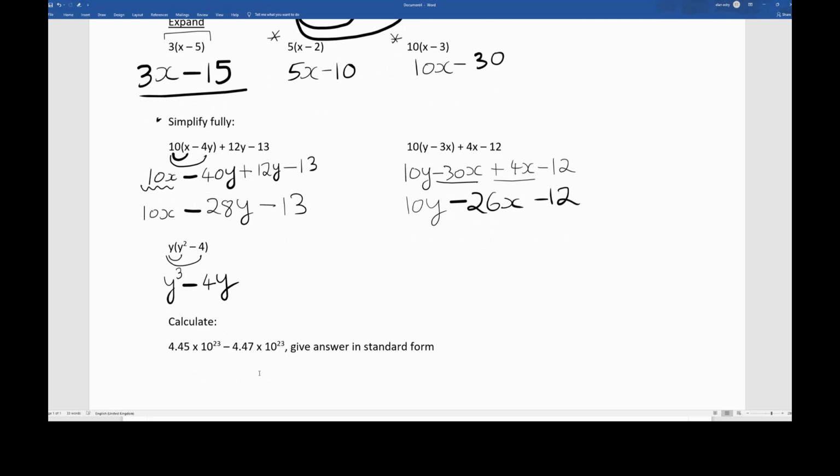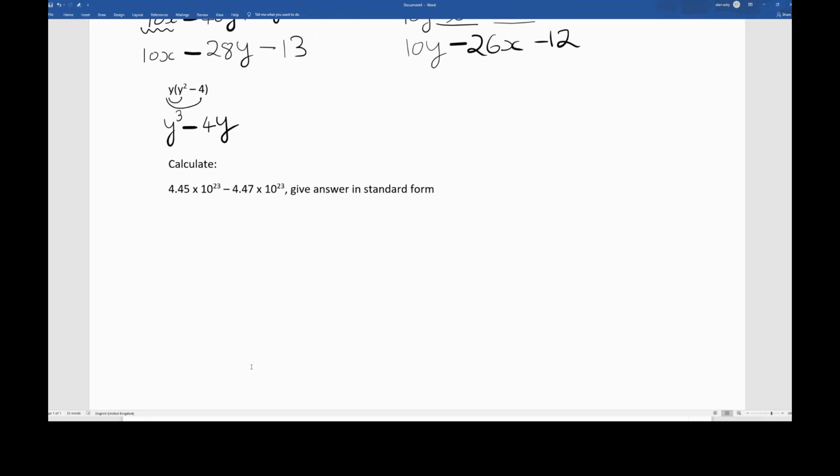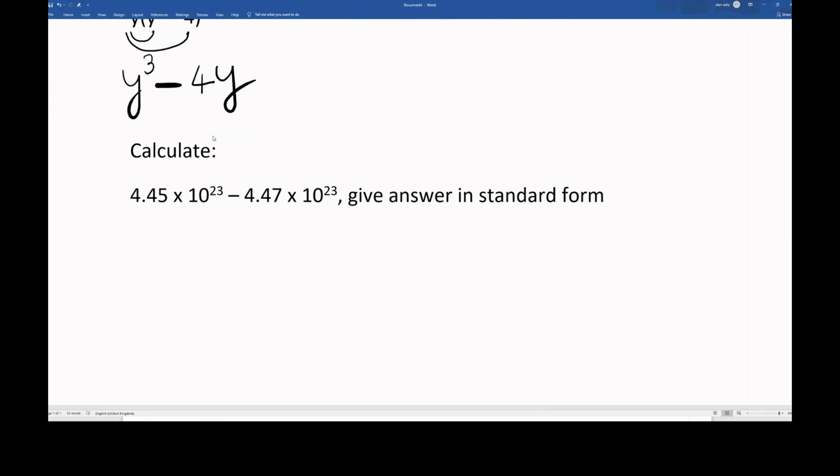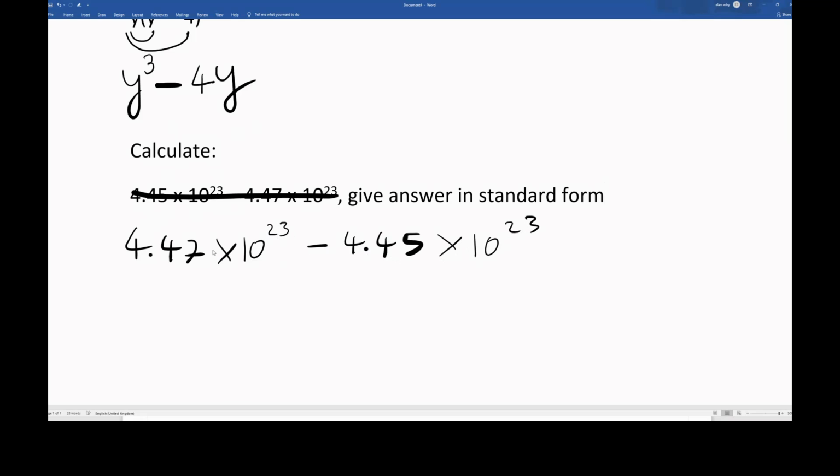And the last question looks really easy because the powers of 10 are already the same. So we would need to do, oh, this is going to be a minus, isn't it? Right, I'm going to change this question. 4.47 times 10 to the 23, take away 4.45 times 10 to the 23. The powers of 10 are already the same, right? So you would need to do 4.47, take away 4.45, which is 0.02. So you've got 0.02 times 10 to the 23.